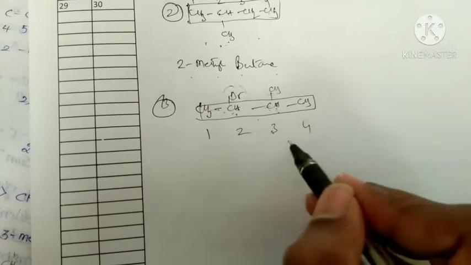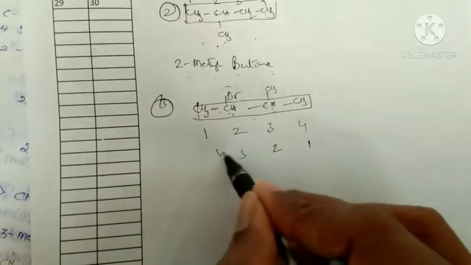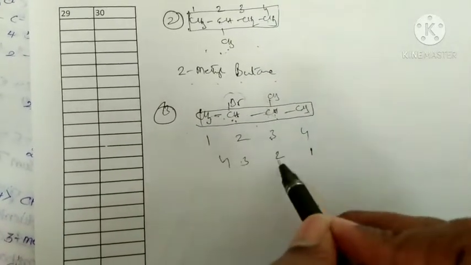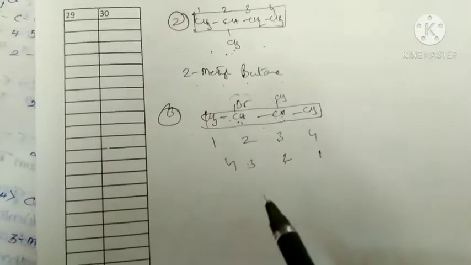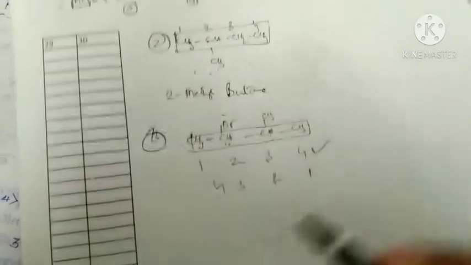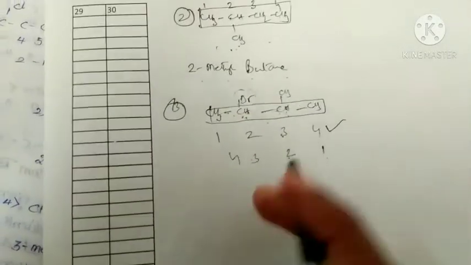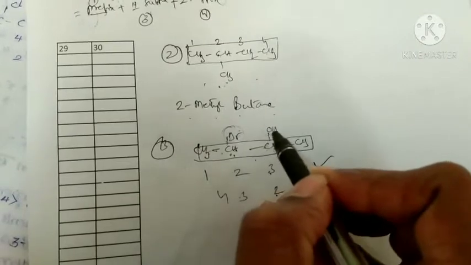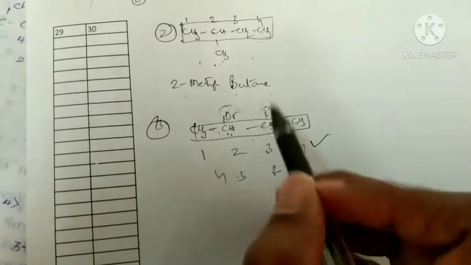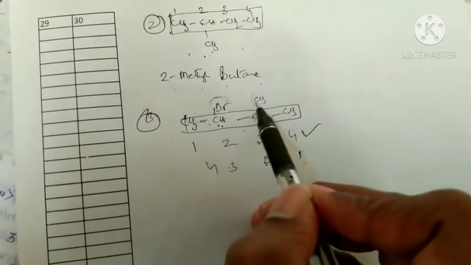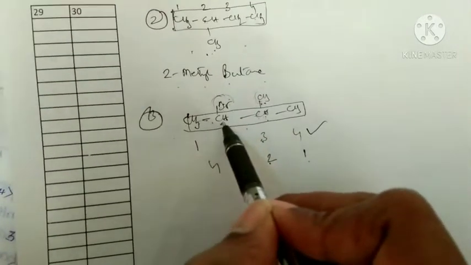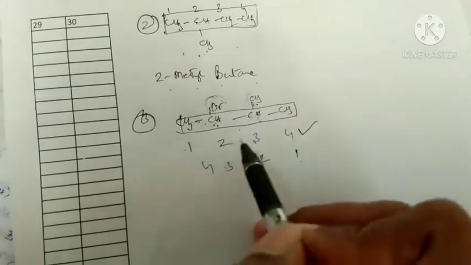If you give numbers from right to left, then the bromine carbon gets the third position and the methyl carbon the second position. Which will be correct, this one or this one? This one will be right. Why? Because bromine is a substituent and the methyl group is also a substituent. Both are substituents. So according to alphabetical order, which comes first? Bromo comes first, so that carbon should get the lower number. So we give numbers from left to right, then this will be right.